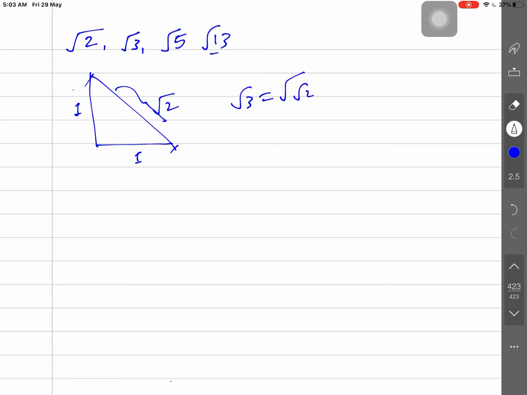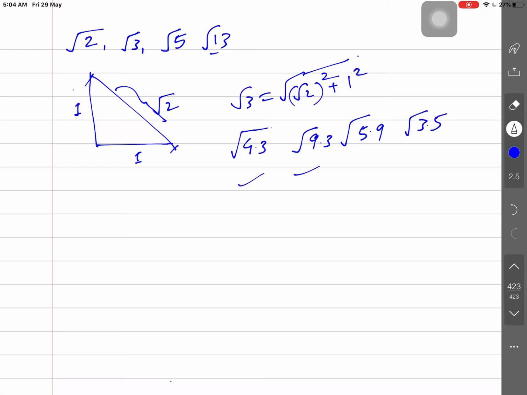This can be written as root 2 whole square plus the other. It means the two sides together can be taken as the base and the perpendicular. But what about the number which I am giving you, 4.3? How will you represent this on the number line? And also I have the number 9.3, 5.9, any number, 3.5. How will you represent these numbers on the number line? However, 2, 3, 5, 13 are rational numbers and real numbers also. 4.3 is also there.